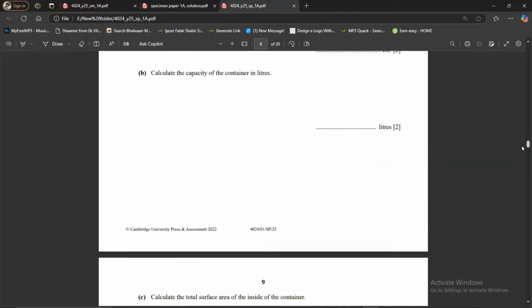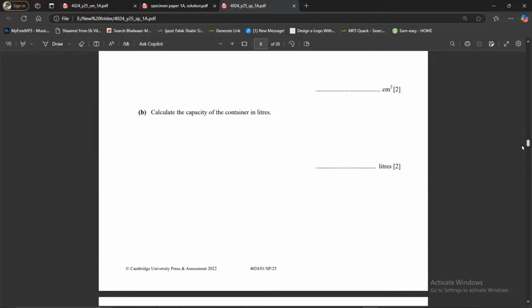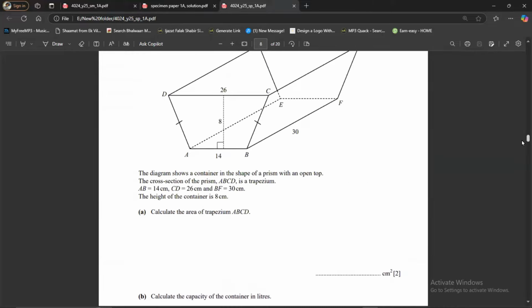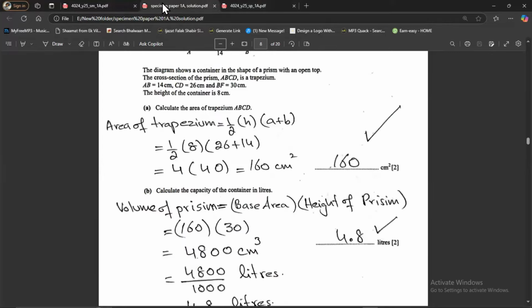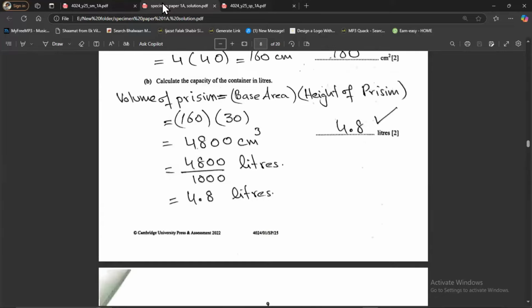Okay, so the next part is the B part of question number 10. He says, calculate the capacity of the container in liters. Capacity means the volume. If you want to find out the volume of a prism, the formula is very simple. The formula is the base area multiplied the height of the prism. The height of the prism means the distance between the one base and the other base. So the height of the prism here is 30, and the base area we have just calculated is 160. So I can find the volume of the prism. That's the base area multiplied the height of the prism. So it's 160 into 30, and that's 4800 centimeter cube.